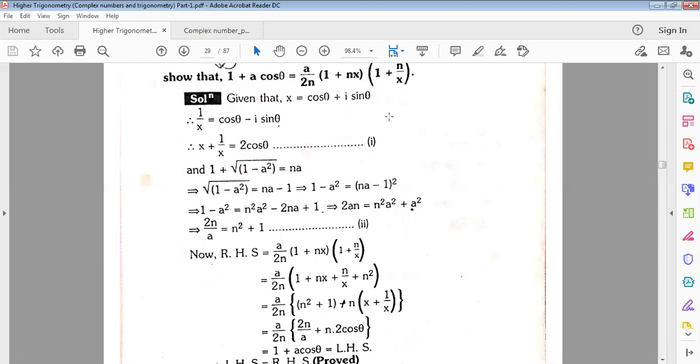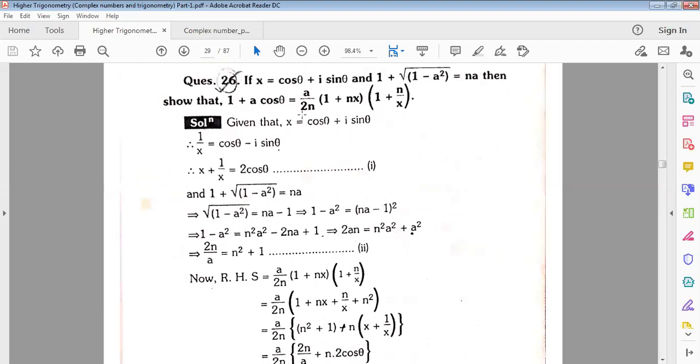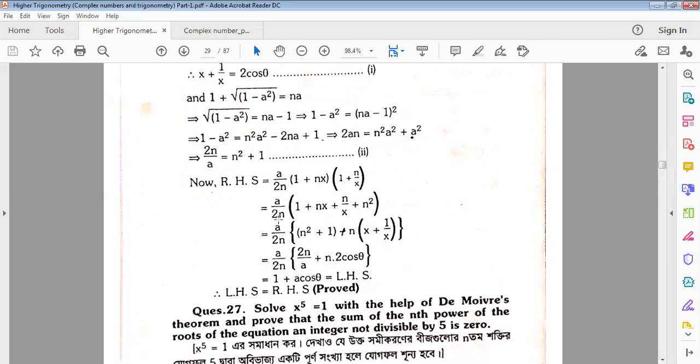We have to use equations 1 and 2 in the right hand side. Now the right hand side is given as a by 2n, (1 plus nx), (1 plus n by x). Just multiply these two terms. 1 multiplied with this, we get this one, and nx multiplied with it. Now arranging the terms, n square plus 1, then nx plus n by x will give common n bracket x plus 1 by x.